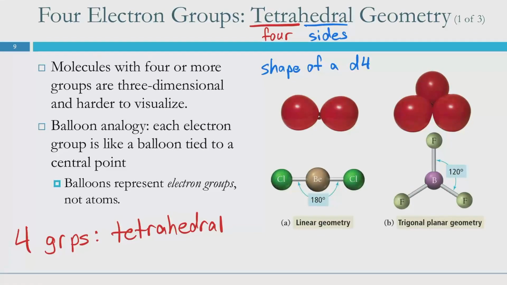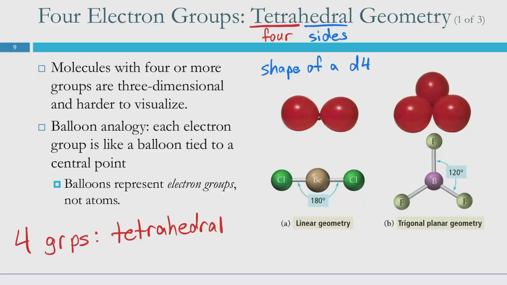One of the issues that starts to pop up once we are getting into 4 and more groups is that they venture into 3 dimensions of space. And so it can be a little bit harder to visualize. So if we were looking at something that has linear geometry, if our central atom is here in the middle where these balloons are tied together, the balloons are going to stick out opposite from each other. If we've got 3 balloons all tied together, they're going to stick out 3 dimensions in the plane.